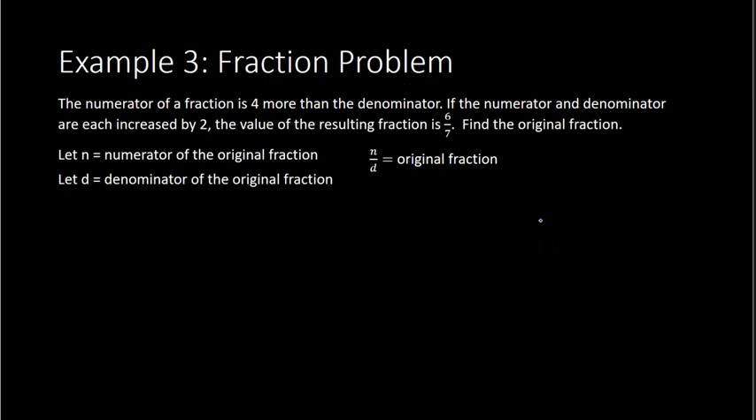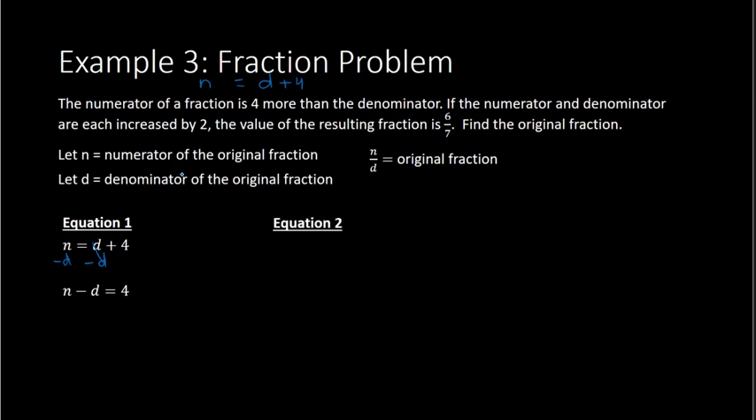So at this point, I can begin setting up my equations. And we do that by looking at the statements given in the problem. So it says here in the first sentence, the numerator of a fraction, so n for numerator, equals 4 more than the denominator, which means I take d plus 4, right? 4 more than the denominator. So equation 1 is going to be n equals d plus 4. And I like to get n and d on the same side, and I'll do that by subtracting it over. So I have n minus d equals 4.